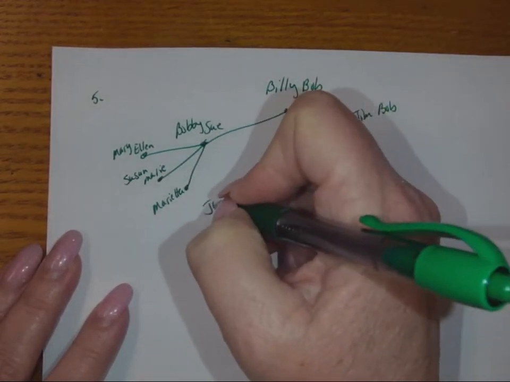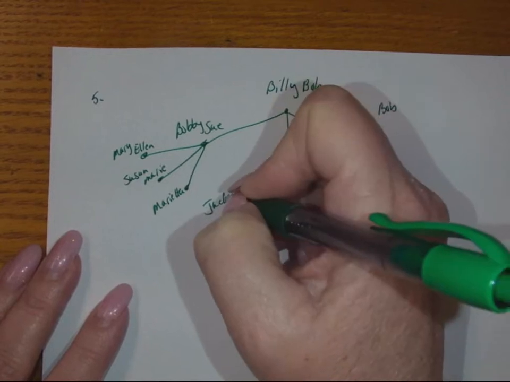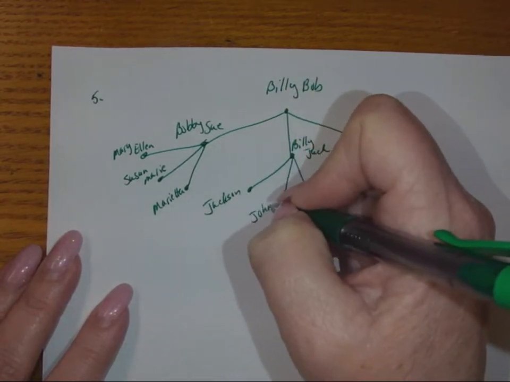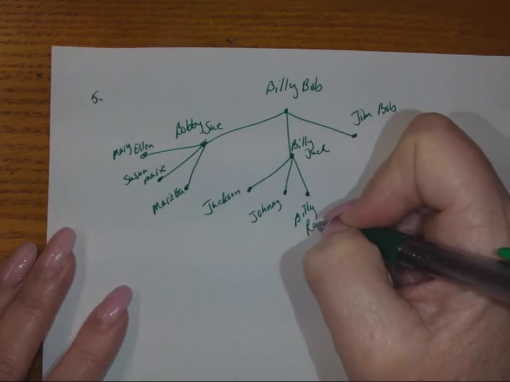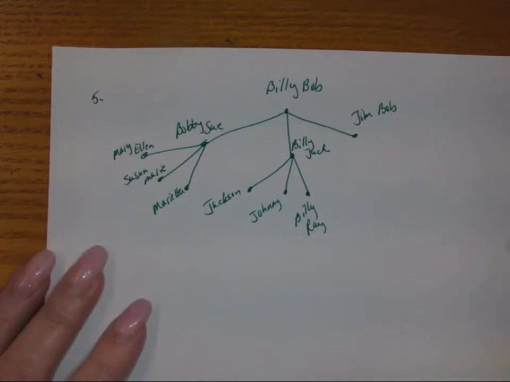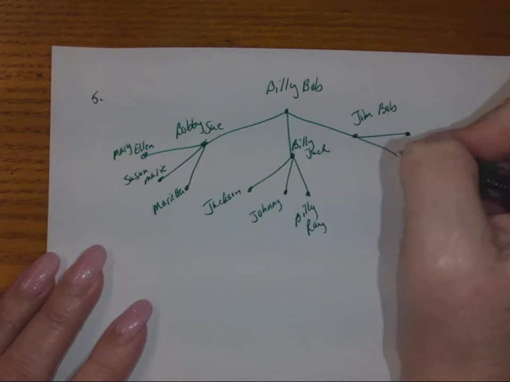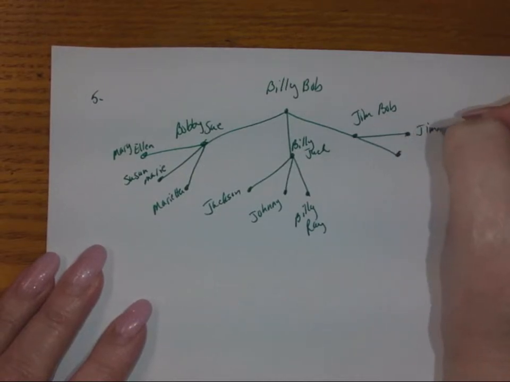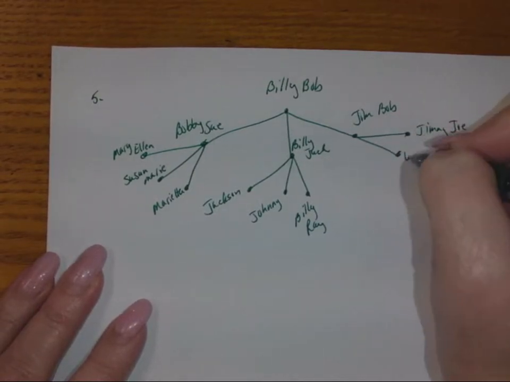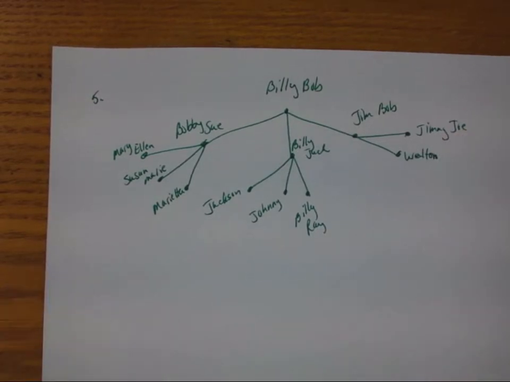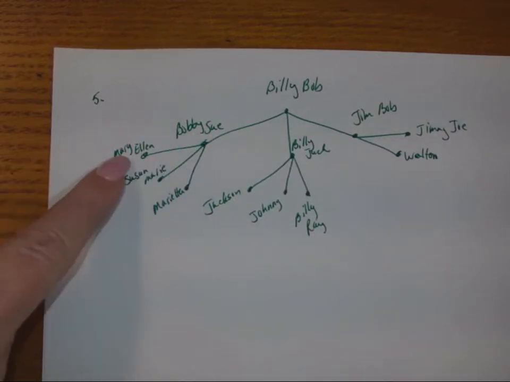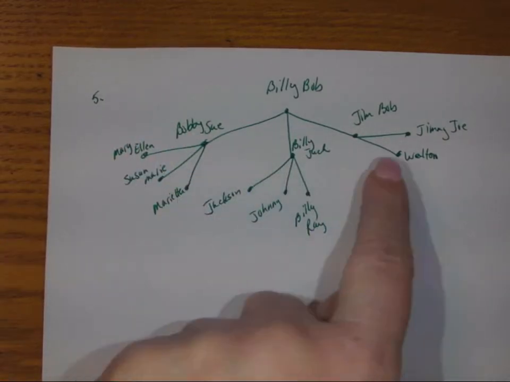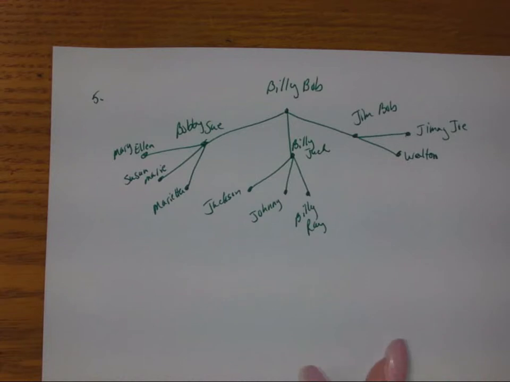So Jackson, Johnny, and Billy Ray. And then Jim Bob has 2 children. He has Jimmy Joe and Walton. So we can look at this and see who the family is. We can see that Billy Bob has 3 children, Bobby Sue has 3 children, Billy Jack has 3 children, and Jim Bob has 2, and we can see their names.